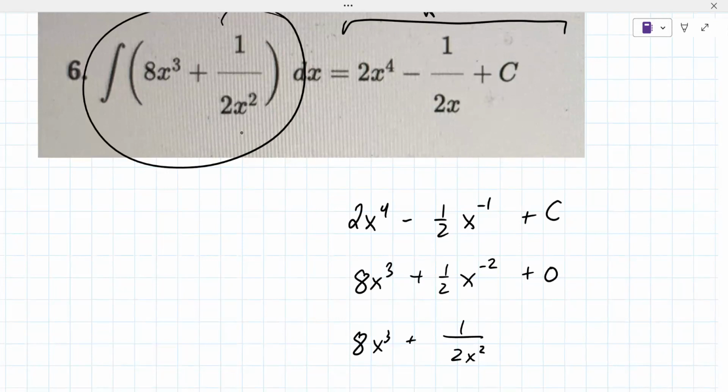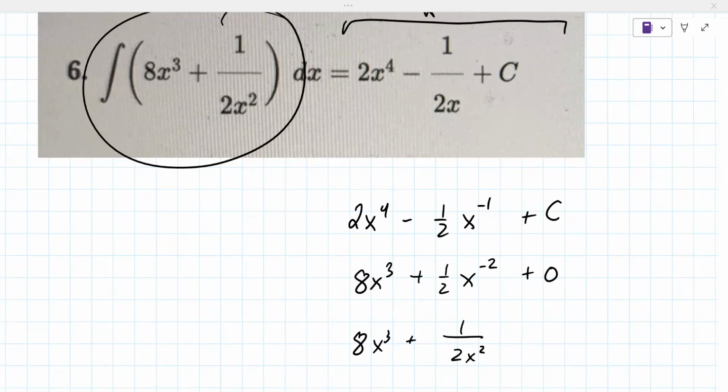So we should skip 7 and 8 and come back to them. That's fine. And go to like 11, 12, and 13 if you want. That works. That's fine.